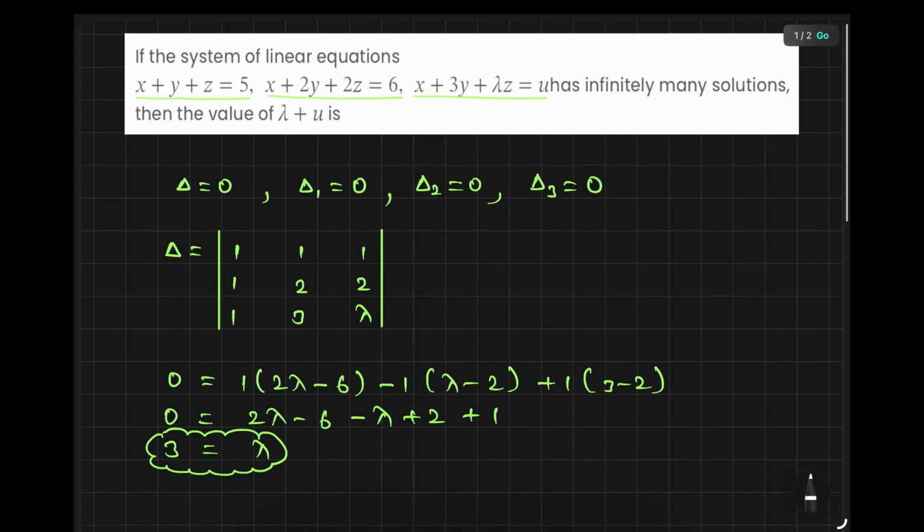So you got the value of lambda as 3, u as 7, and you need to calculate the value of lambda plus u, that will become 10. I hope the idea is clear and you guys can handle similar situations.